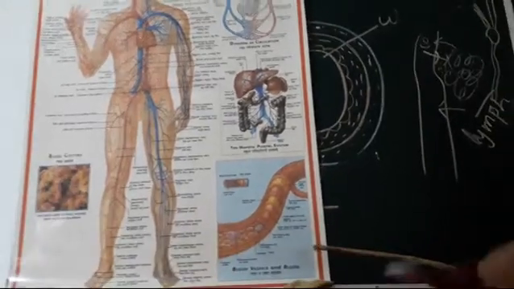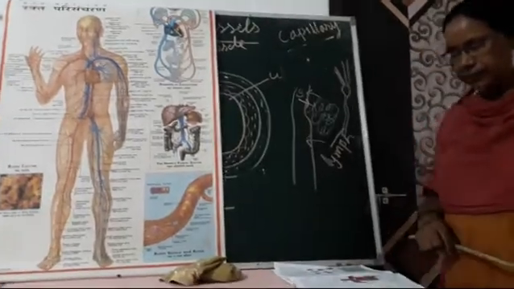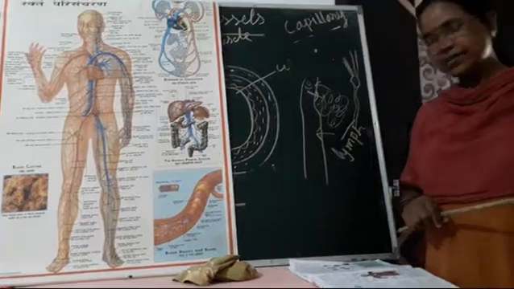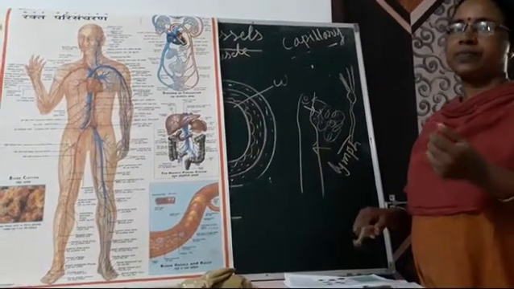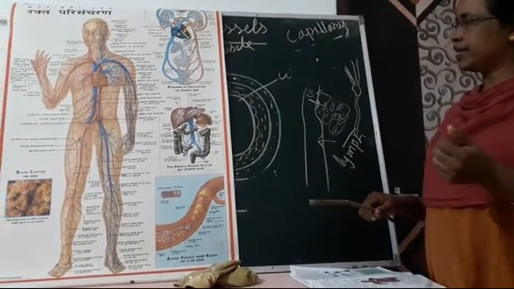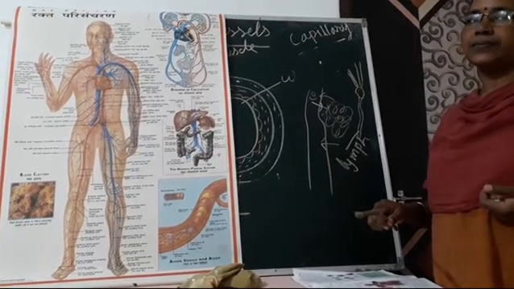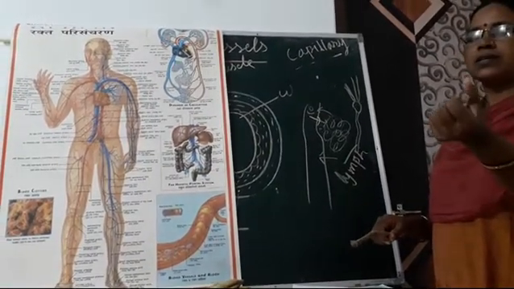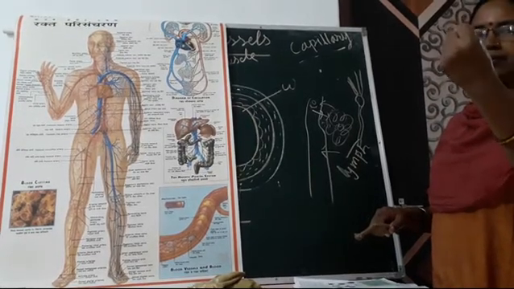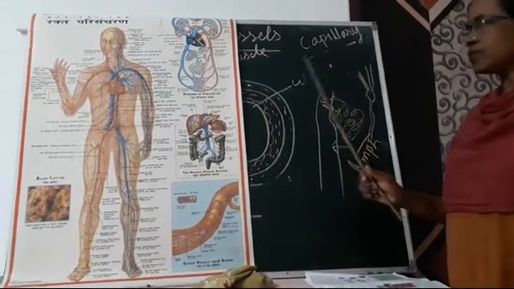And next we will see about the spleen. Spleen is a large lymphatic organ located just behind the stomach and above the left kidney. Size is about this size, a clenched fist.